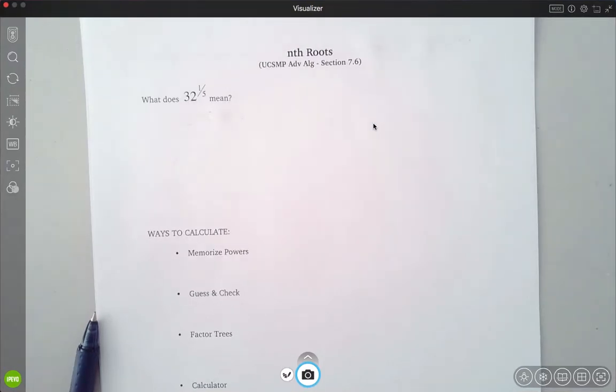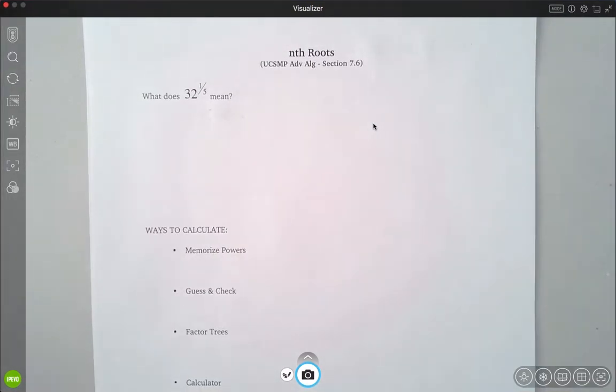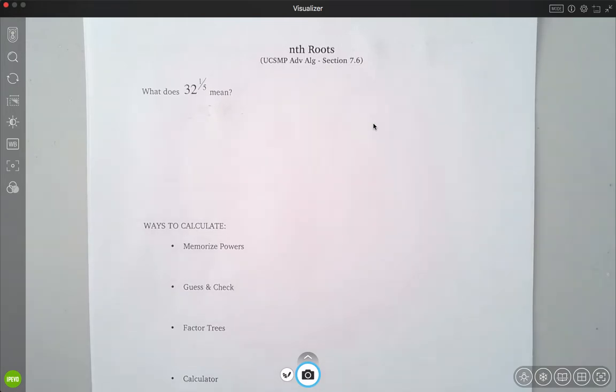Everyone. This is lesson 7-6 from Algebra 1. And technically the name of the lesson is nth roots, which is a little bit misleading. First of all, that's just kind of a funny name.